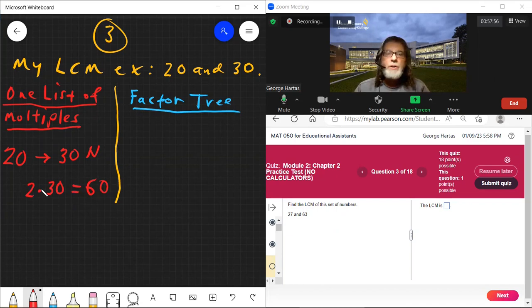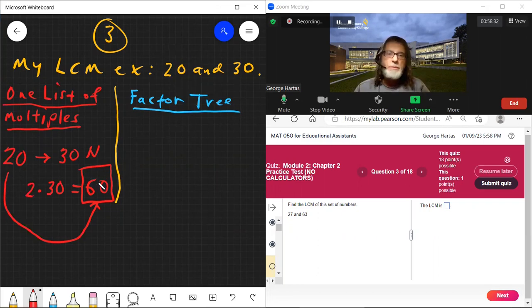And again, you ask the question: does the smaller of the two original numbers, the 20, divide into 60? And the answer is yes, it does. So 60 is the LCM, because 20 divides into 60 and 30 divides into 60. So 60 is the smallest number possible that both of these numbers divide into.